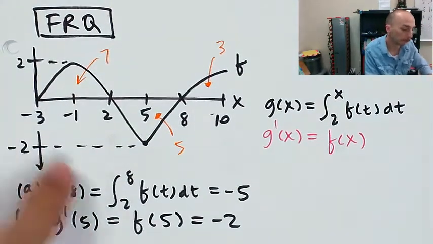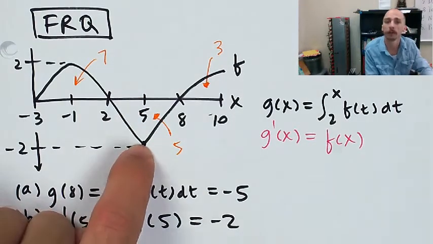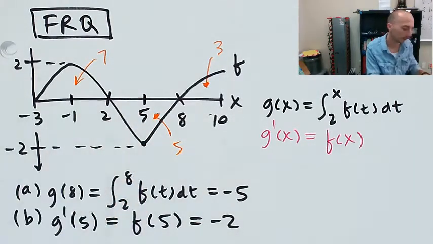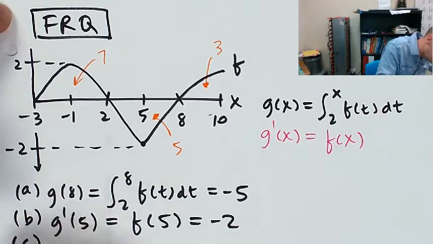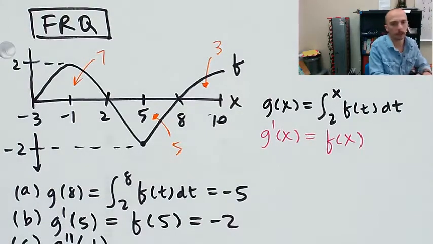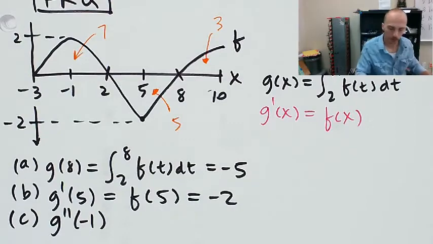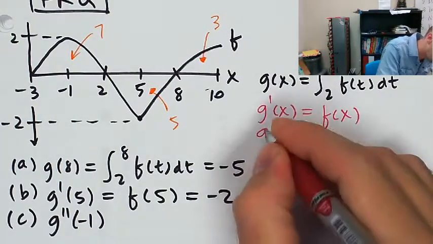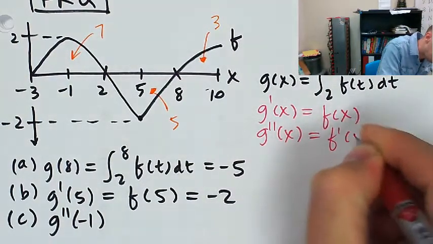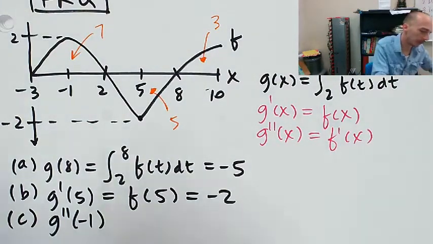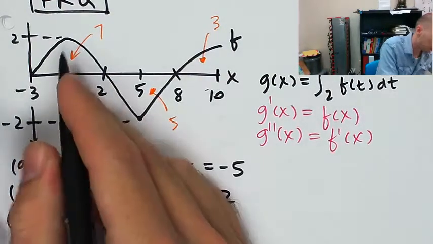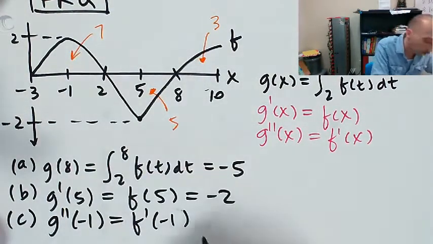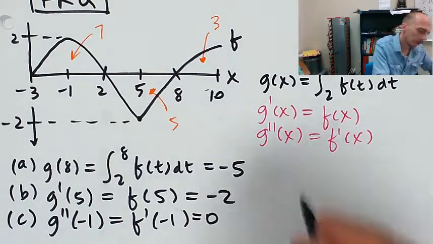Okay? If I asked you for g double prime of 5, that looks like it would not exist because I tried to make that a sharp corner. But I'm not gonna say that. What I will ask is, what is g double prime of -1? You can't see that, but there it is. If g prime of x equals f of x, then g double prime is f prime. And g double prime of -1 is going to be f prime of -1, which sure looks pretty flat there, and I'm going to say that's 0.